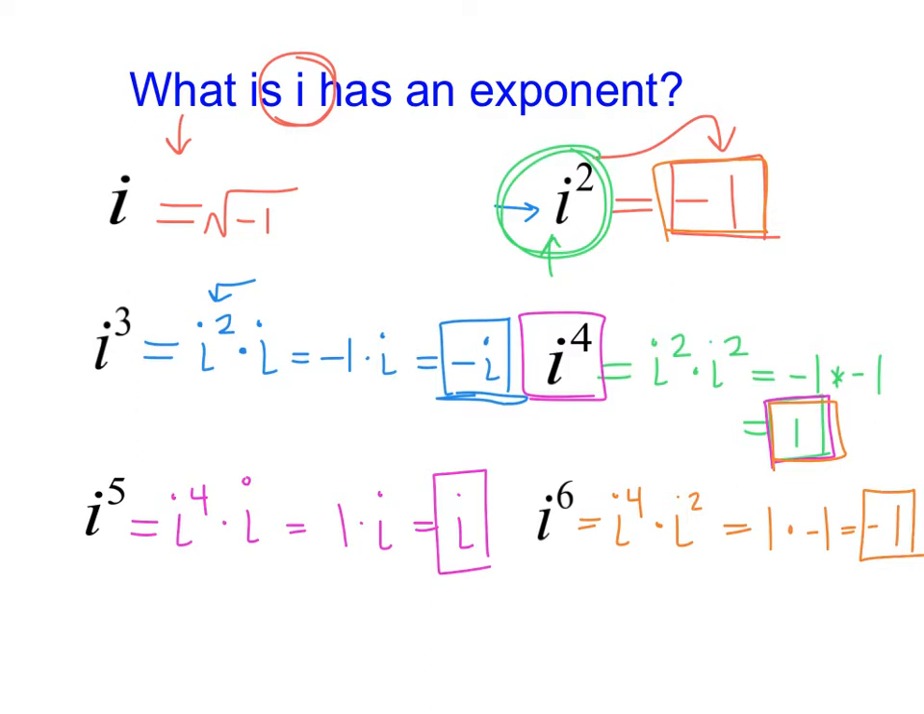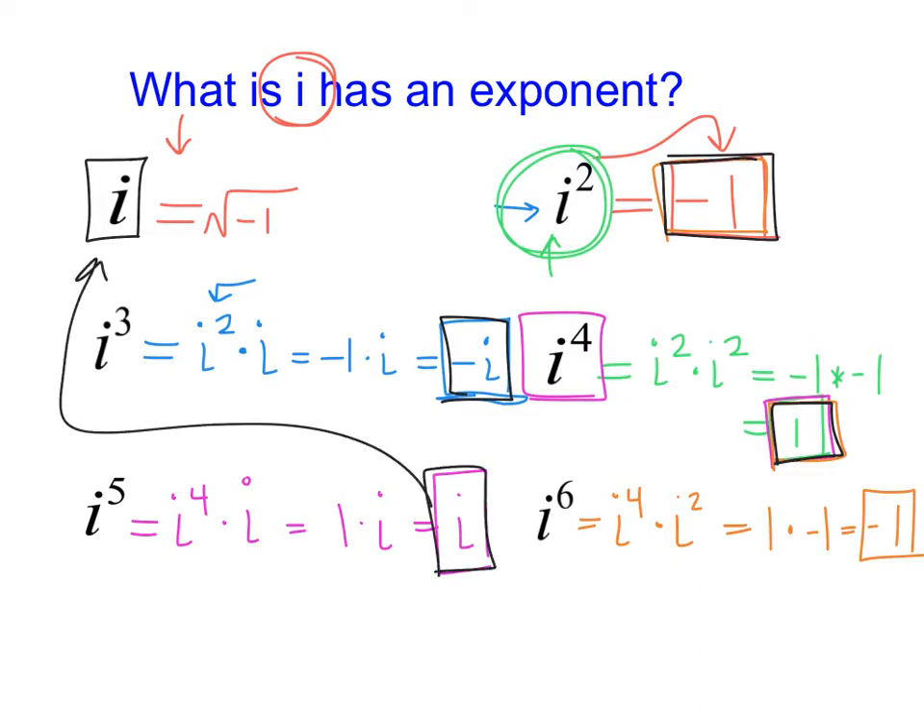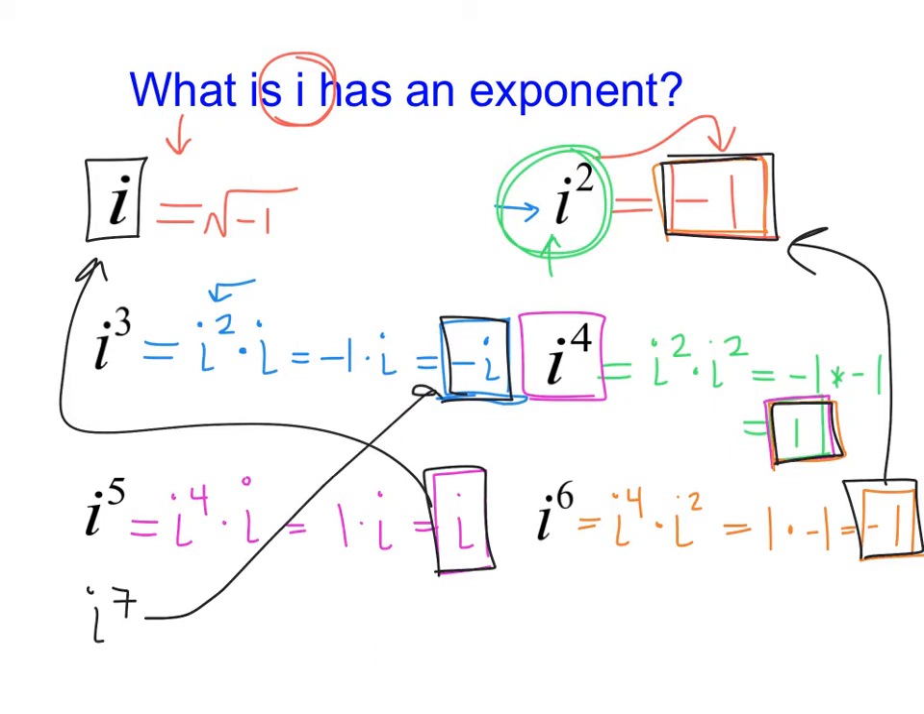So hopefully what you're noticing here is we're kind of going in a circle. i is just plain i, i squared is -1, i to the third is -i, i to the fourth is 1, and then when we get to i to the fifth, we go back to i, which was first, and i to the sixth is -1. And then if we continued this pattern, i to the seventh would be -i, and i to the eighth would be 1. And so we can continue that all the way through.